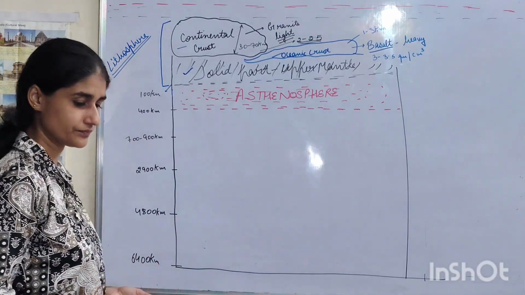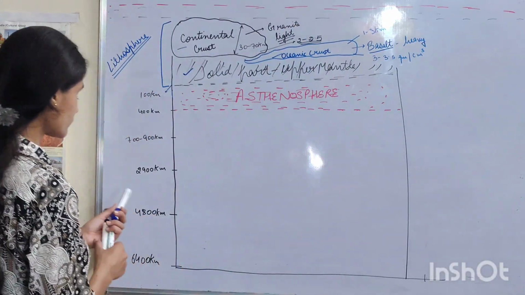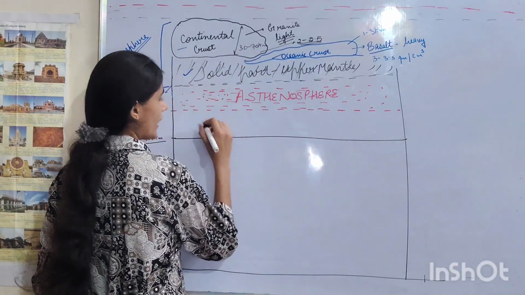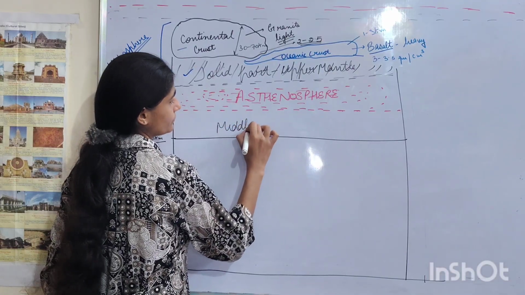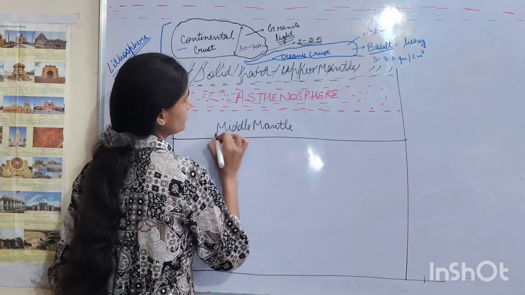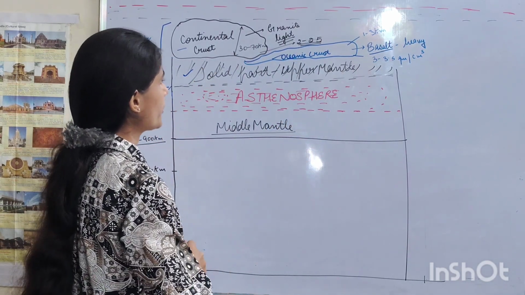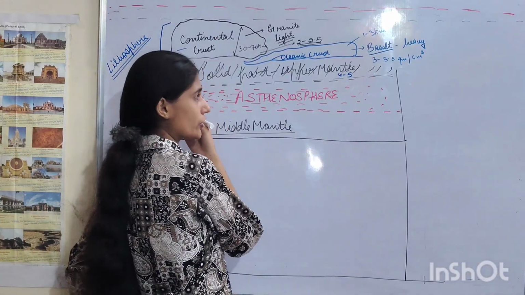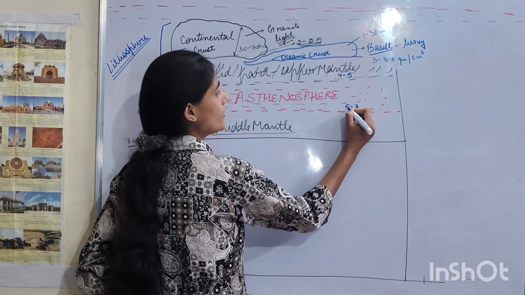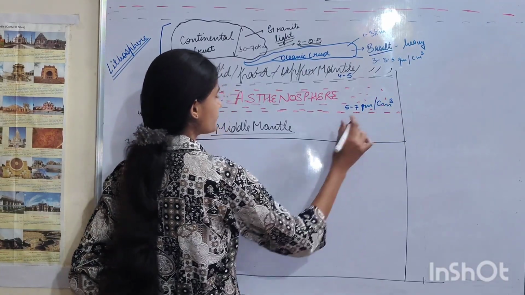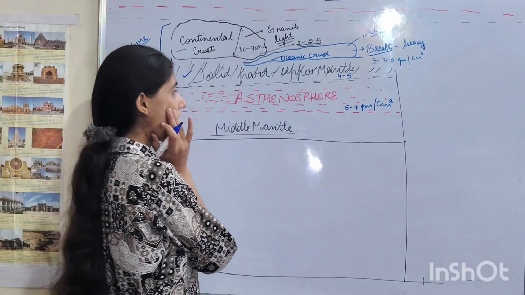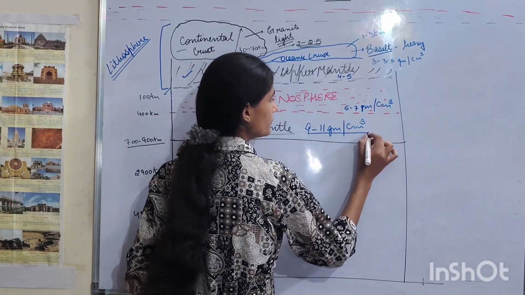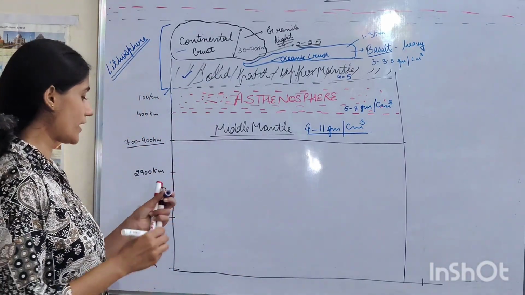Okay, so next we have middle mantle up to the depth of 700 to 900 kilometers. Okay, so we were talking about the density. The upper mantle has a density of 4 to 5 gram per centimeter cube, and asthenosphere has from 5 to 7 gram per centimeter cube. Next we have middle mantle. It is also solid and it has the density of 9 to 11 gram per centimeter cube.